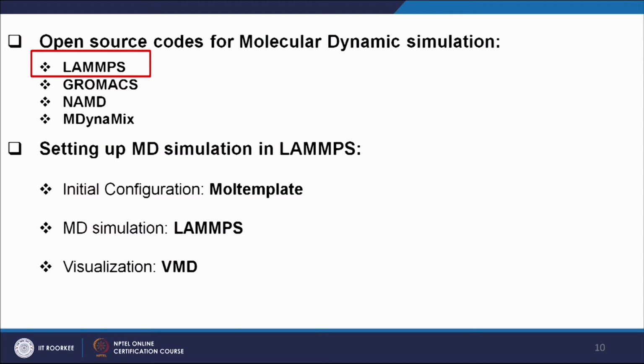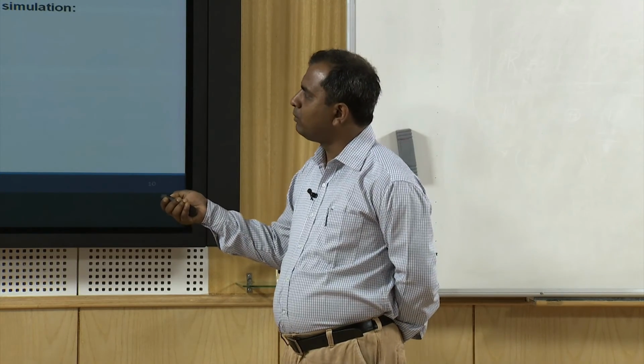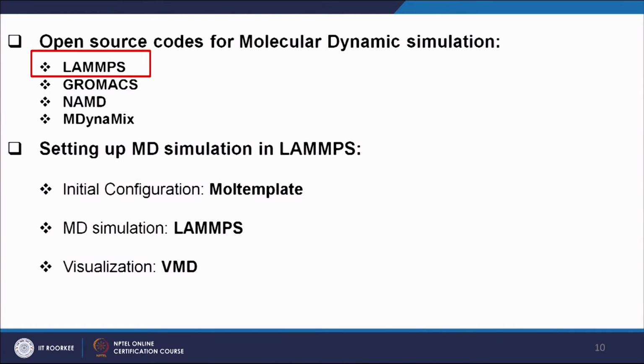Now, to set up a molecular dynamics simulation in LAMMPS, we need to consider 3 different segments. First, for fixing up the topology and initial configurations of the molecule, we need to go for a software called Moltemplate. Then the whole molecular dynamics simulation is done in LAMMPS, and finally for the visualization you can take any external software. Here I will be showing you the software called VMD.